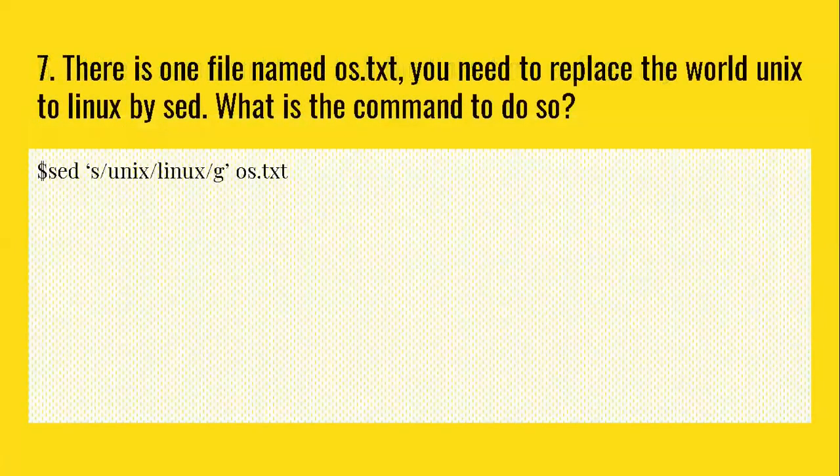Question number 7. There is one file named os.txt. You need to replace the word Unix with Linux by sed command. So what is the command to do so? Simply mention sed and then after that -s. s stands for substitution, and then after that you will mention the pattern which is to be replaced and the new pattern which is to be inserted, and after that g stands for global replacement. So the syntax is quite similar to vi editor in terms of replace substitution, but this is mostly different.